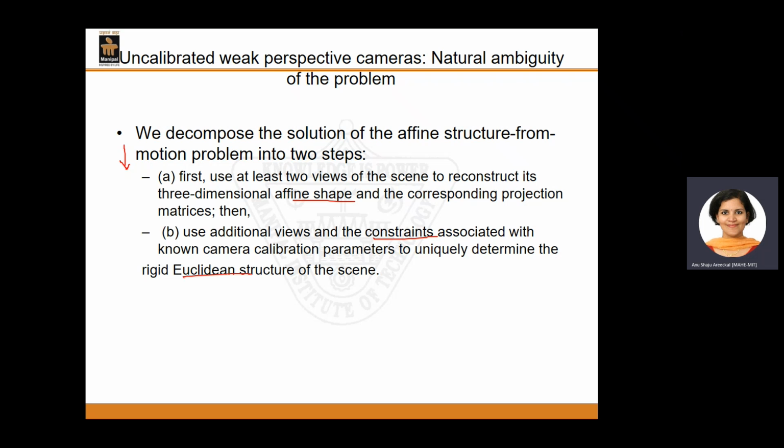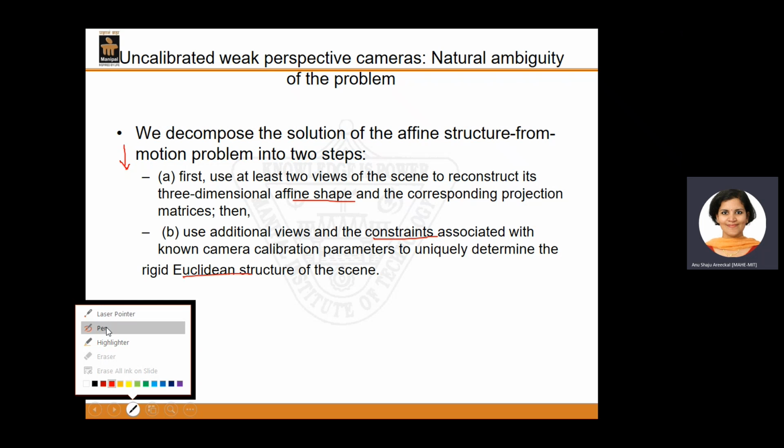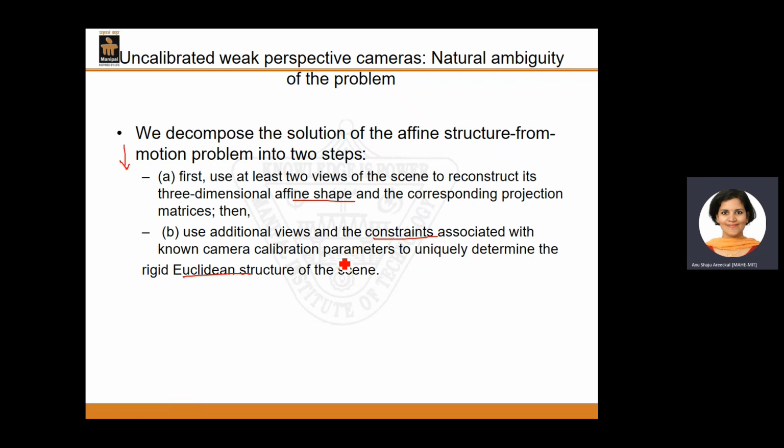Now we'll go through a step-by-step procedure of how we can reconstruct using the affine structure from motion problem. There are two steps involved. First, we can compute the affine shape and also the corresponding projection matrices. The second step is that, in order to convert or rectify this affine shape into the Euclidean space, we can put some additional constraints regarding the known camera calibration parameters in order to obtain the rigid Euclidean structure from the affine structure which has been obtained from the affine SFM.